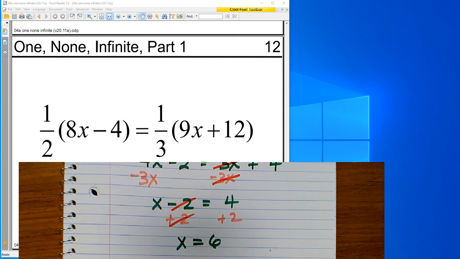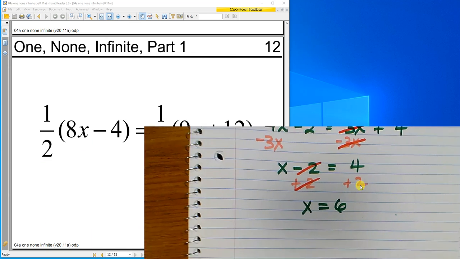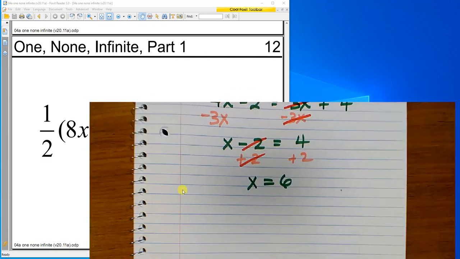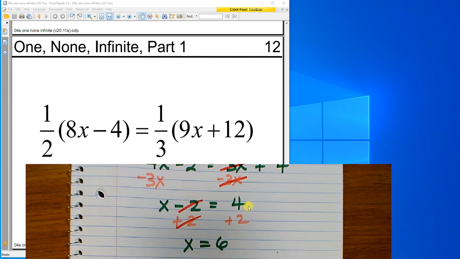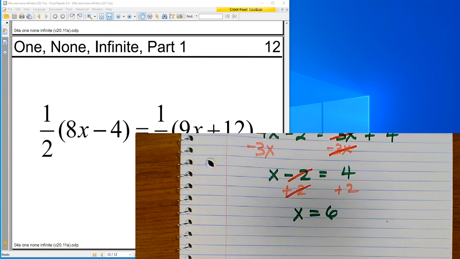So what's new with this one none infinite is the idea that if it's a one solution, you can now solve it. Previously, back probably in like unit 6 or something, you didn't know how to solve it fully. You could identify one, none, or infinite, but now you can actually solve it if it's a one. And that, I think, is my last slide. So one, none, or infinite, and you can actually solve for the ones. Thanks for watching.